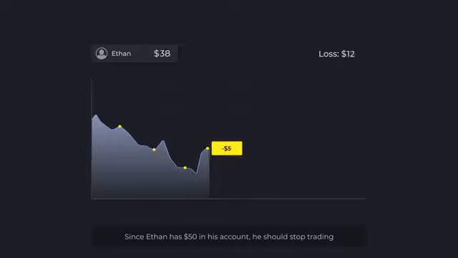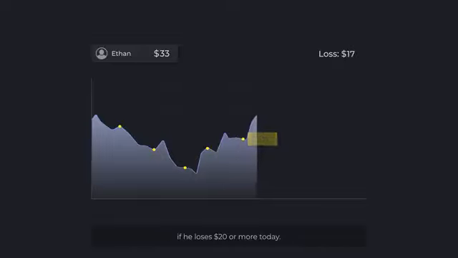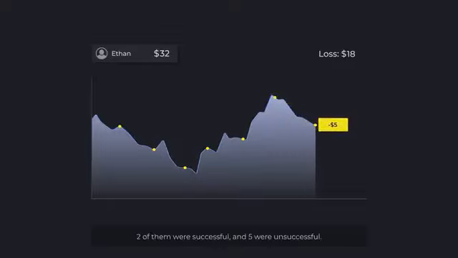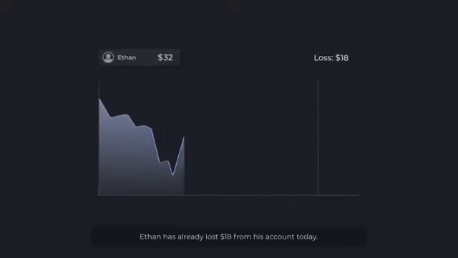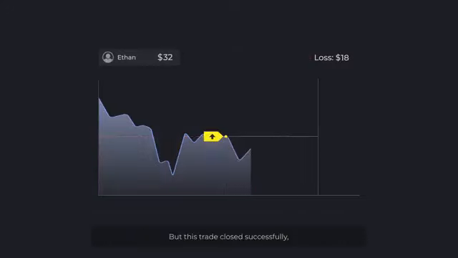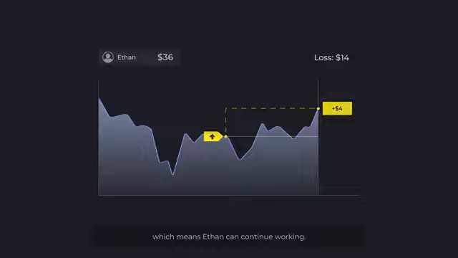Since Ethan has $50 in his account, he should stop trading if he loses $20 or more today. He has already made 7 trades for $5 each today. 2 of them were successful, and 5 were unsuccessful. Ethan has already lost $18 from his account today. If Ethan now loses another $5, he will have to end his trading for the day. But this trade closed successfully, which means Ethan can continue working.